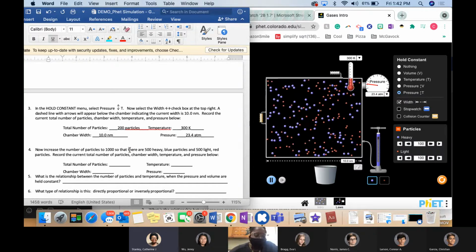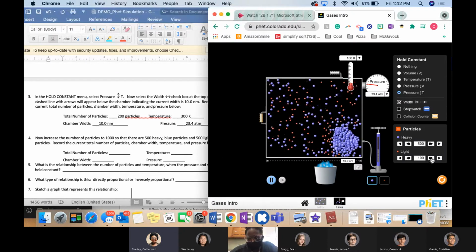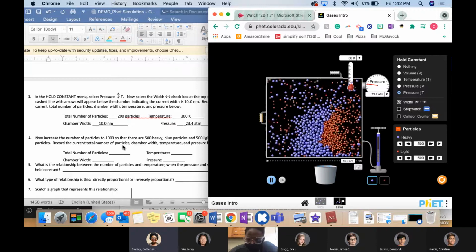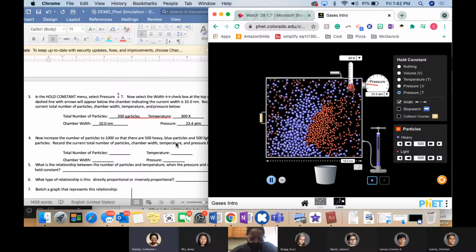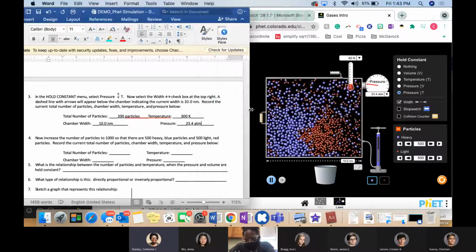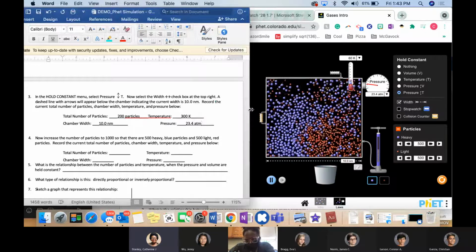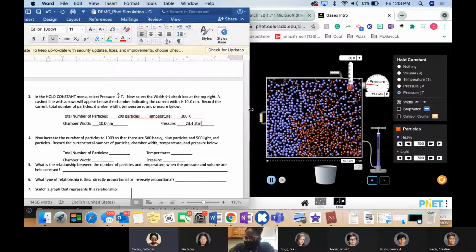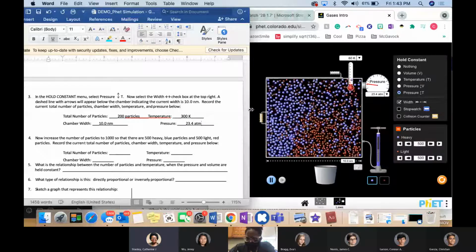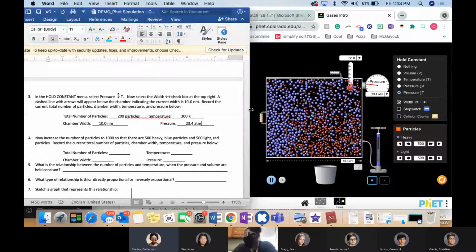All right. Now increase the number of particles to 1,000. So we have 500. What did you notice happened to the temperature bucket? Look at the speed of the particles too. Yeah, the temperature went way down. And look at the speed of the particles. Doesn't it remind you of that? Wouldn't that be a great segue? Isn't that insane? But doesn't 60 Kelvin sound a lot better?